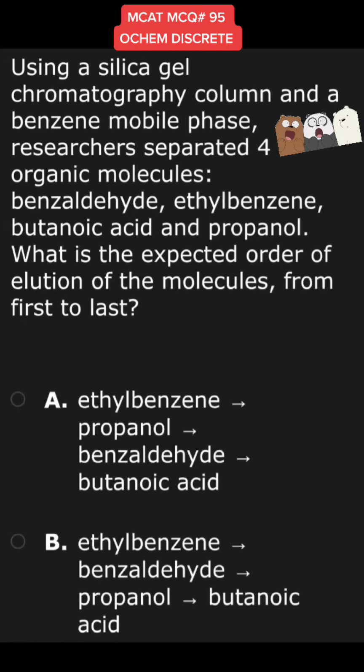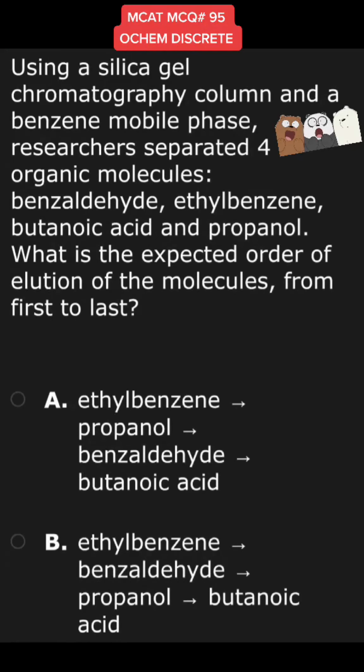So now that we understand that our stationary phase, silica gel, is polar, our mobile phase is going to be nonpolar. So all of your polar molecules are going to elute last because they interact with the stationary phase more, and all of your nonpolar or the least polar molecules are going to elute the fastest because they will interact less with the stationary phase. So polar compounds are going to elute slowly and nonpolar compounds are going to elute much faster because they're not interacting with the silica gel.